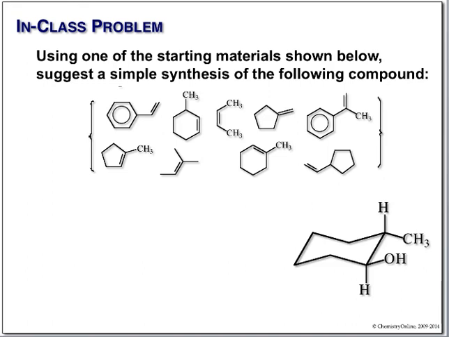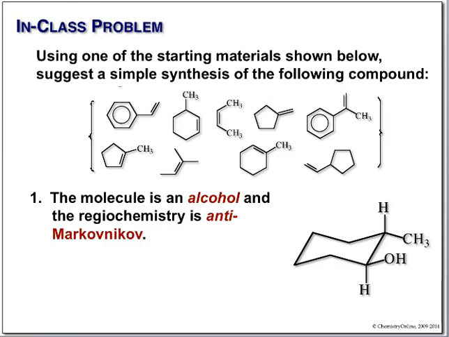All right, let's do this one more time, two more times. Again, we have an alcohol. It's a secondary alcohol. That means it is anti-Markovnikov, isn't it? Now we've done this a lot. How do we know to make anti-Markovnikov alcohols? Hydroboration, oxidation. Right? See how simple this is.